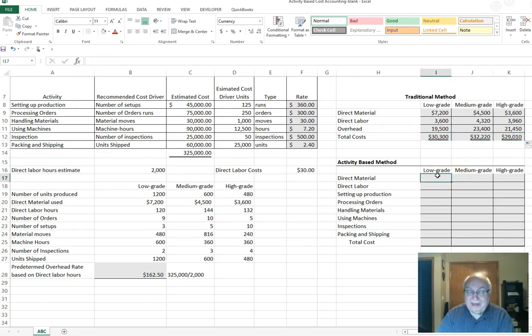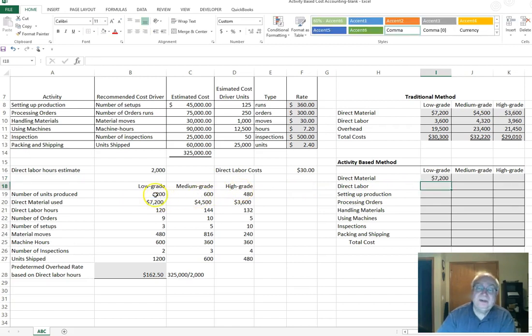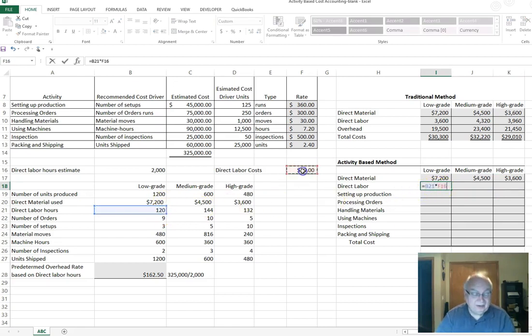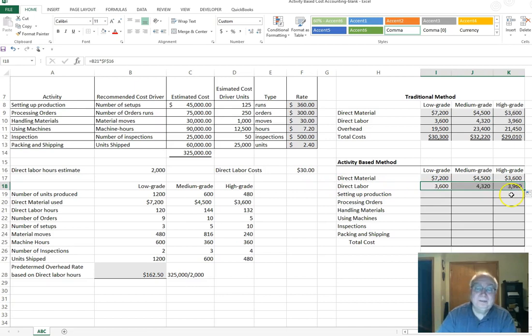Okay, now under the activity-based costing system, well, this doesn't change. Remember I said the material is going to be the same, so it's the 7,200 all the way across, the 4,500 and 3,600. Direct labor, that's going to be the same as up above. So it's the 120 times the 30. So that's going to be the same set of numbers that we had above. No biggie. Now, here's where the difference is. It's just a way of allocating overhead.